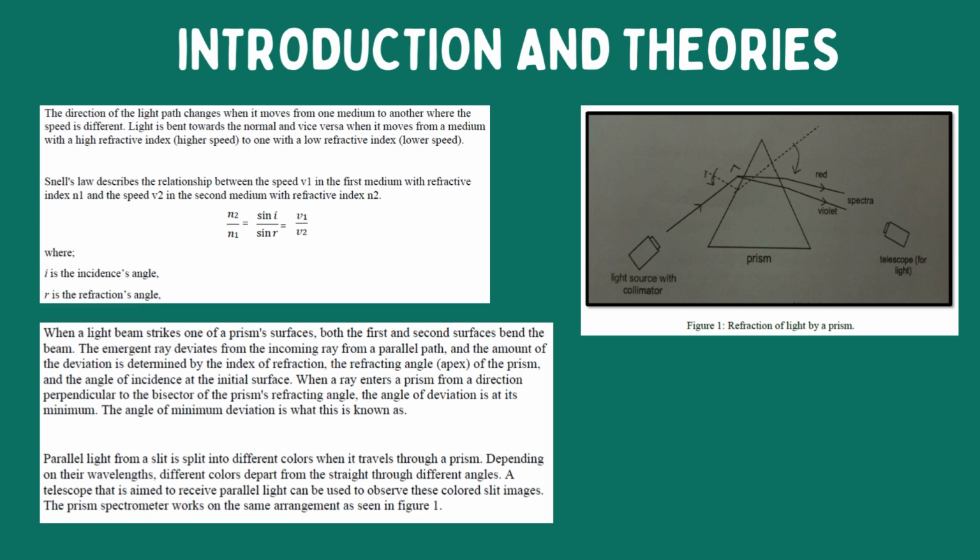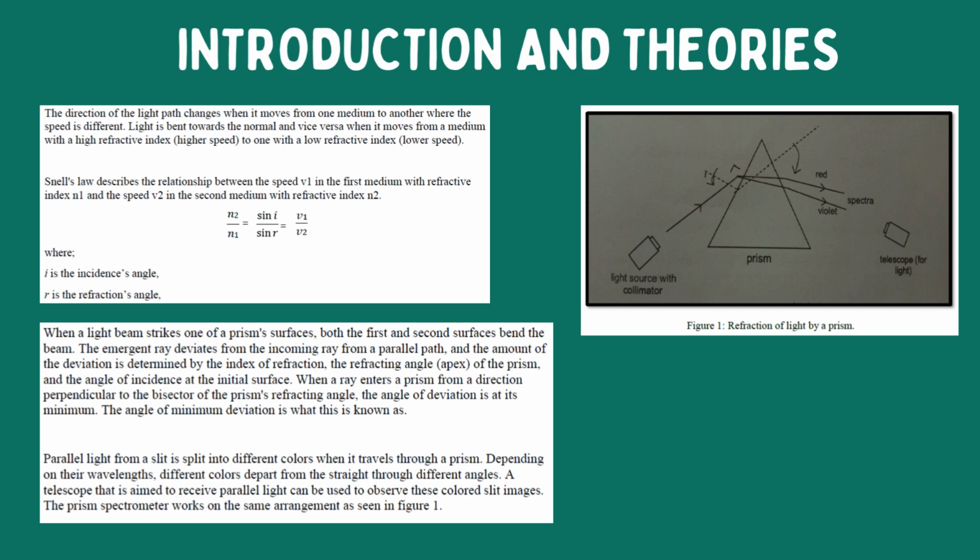The emergent ray deviates from the incoming ray from a parallel path, and the amount of the deviation is determined by the index of refraction, the refracting angle apex of the prism, and the angle of incidence at the initial surface. When a ray enters a prism from a direction perpendicular to the bisector of the prism's refracting angle, the angle of deviation is at its minimum. This is known as the angle of minimum deviation.